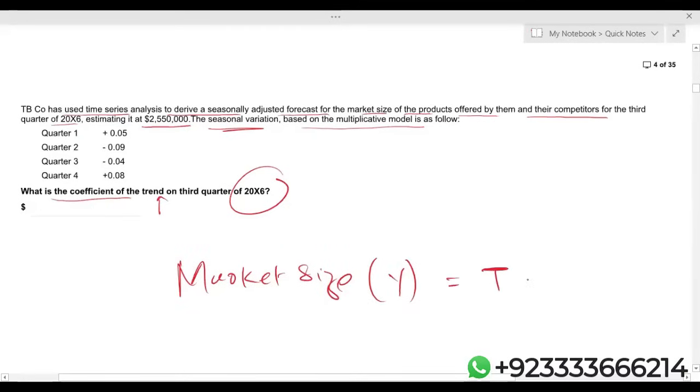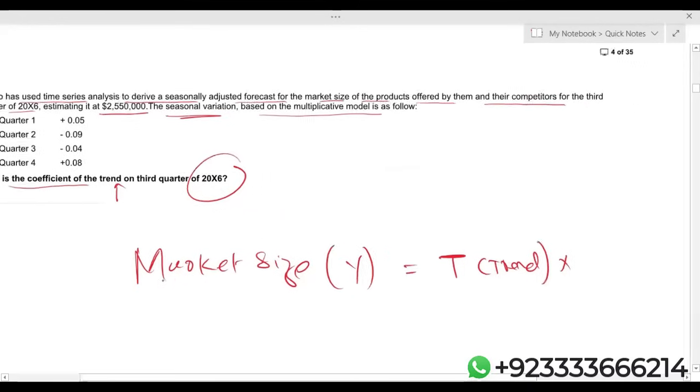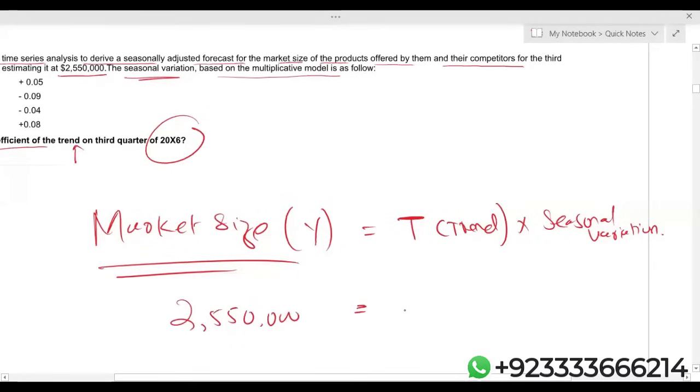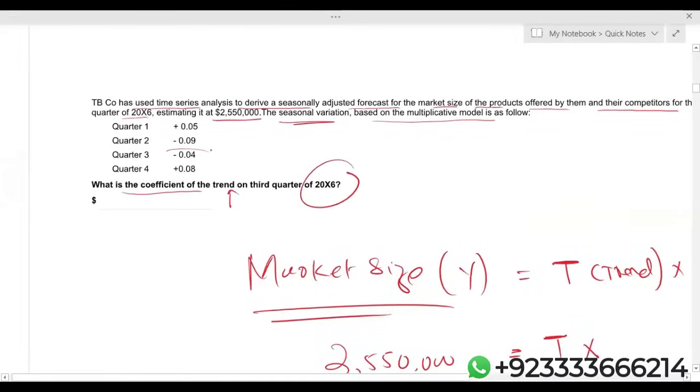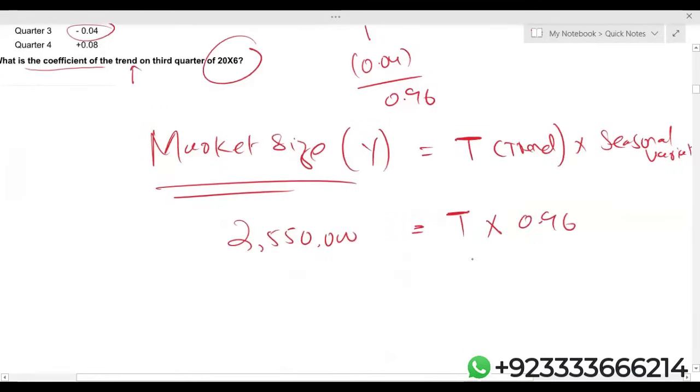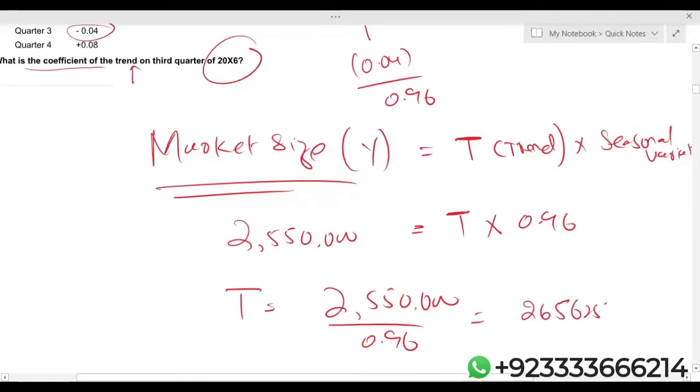So market size they've given us. Y is equal to trend into seasonal variation. Market size Y they have given us 2.55 million. We need to find out trend. For quarter 3, it is 0.04. It means simply from 1, if I deduct 0.04, I'll get 0.96 seasonal variation. So simply here comes the trend: $2.55 million divided by 0.96. I'm getting, students, 2656250.